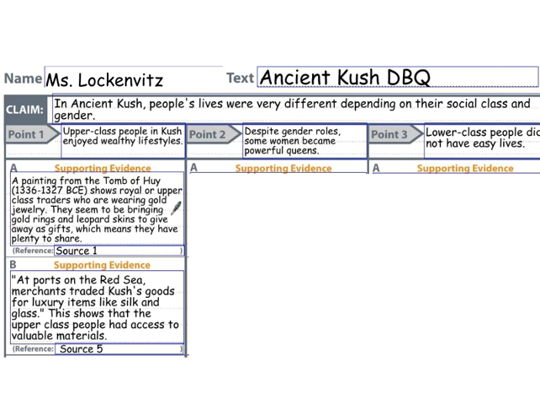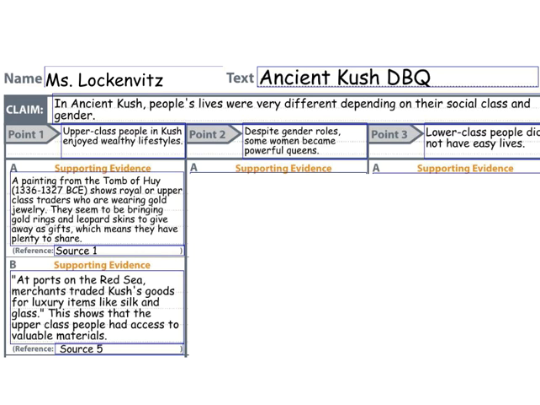I continue. They seem to be bringing gold rings and leopard skins to give away as gifts, which means they have plenty to share. Right there is where you are doing more of an analysis and your higher level, deeper thinking, not just your opinion. Supporting evidence B of, again, upper class people in Kush enjoyed wealthy lifestyles. At ports in the Red Sea, merchants traded Kush's goods for luxury items like silk and glass. This supports that the upper class people had access to valuable materials. Again, notice, not my opinion.